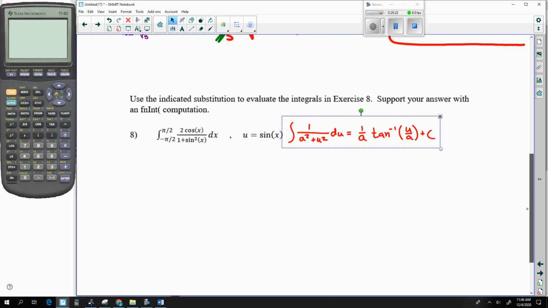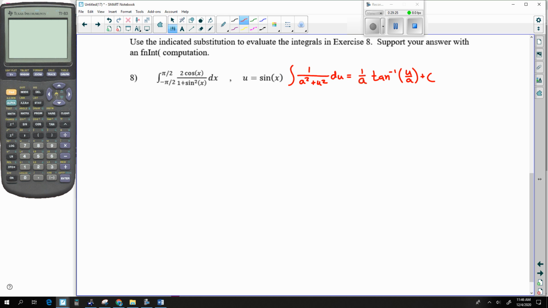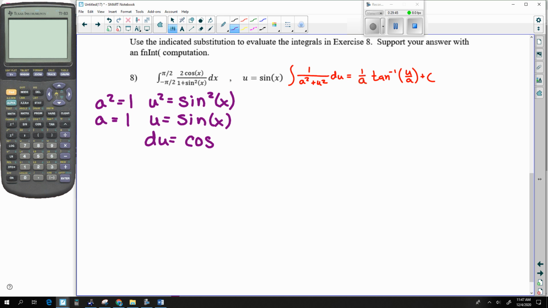Okay, let's go ahead and deal with our substitutions that we need to make. So I made a squared equal to 1. That makes a equal to 1. I made u squared equal to sine squared x. That makes u equal to sine x. And that makes du equal to cosine x dx. There's a bunch of weird stuff going on here, so I am going to immediately solve for this dx. So dx is 1 over cosine x du.